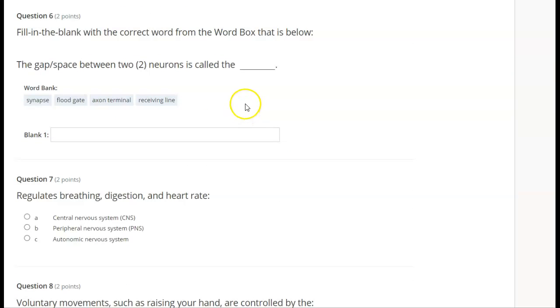Fill in the blank with the correct word from the word boxes below. The gap or space between the two neurons is called the blank. Synapse, floodgate, axon terminal, receiving line.